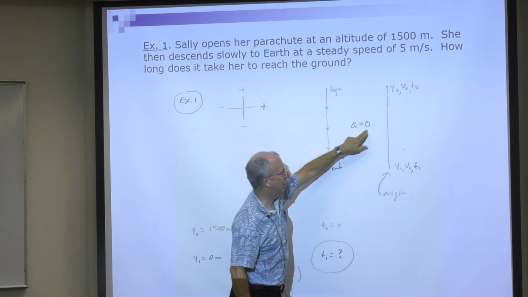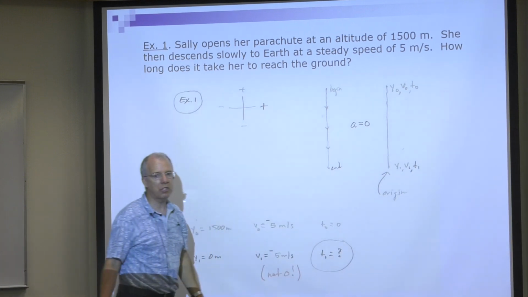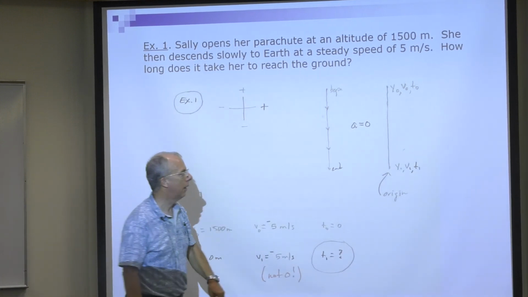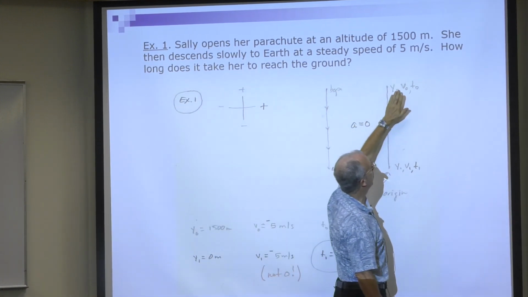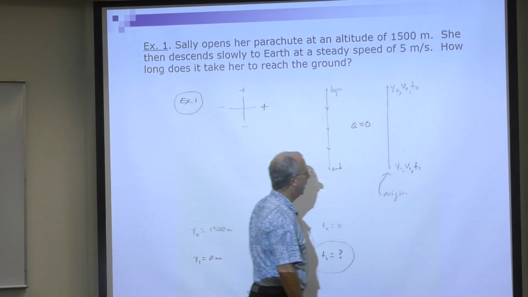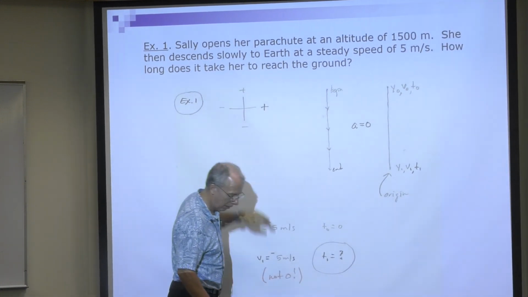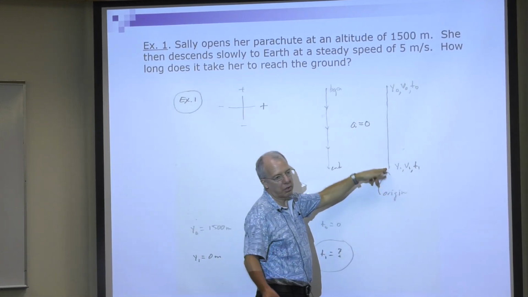Steady speed, so the acceleration is 0. Okay, how many points do you need? The beginning point and the end point. So there's your beginning point, y0, v0, t0, your end point, y1, v1, t1. We're going to use this coordinate system for quite a while, so just write it down. We'll choose this for the origin for no good reason.